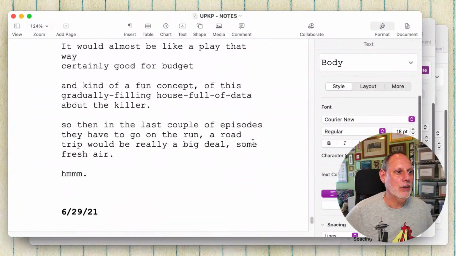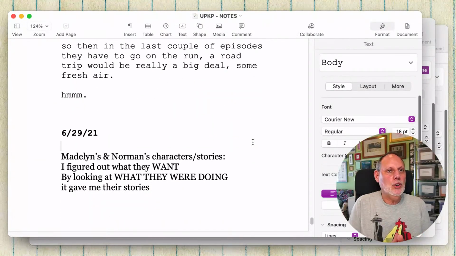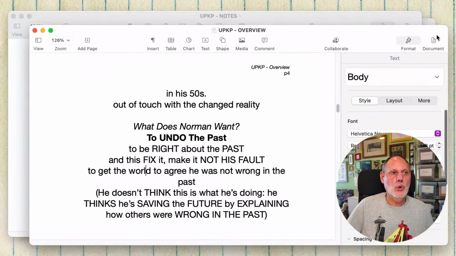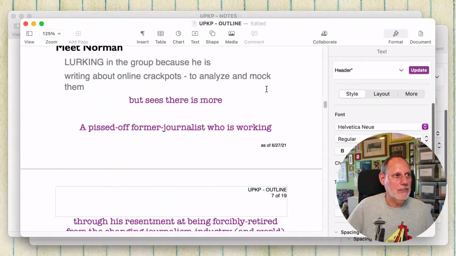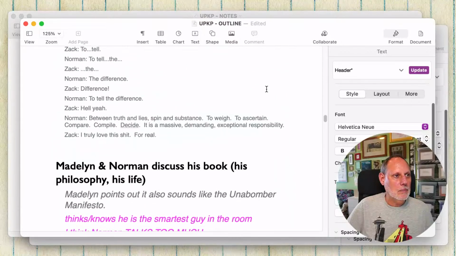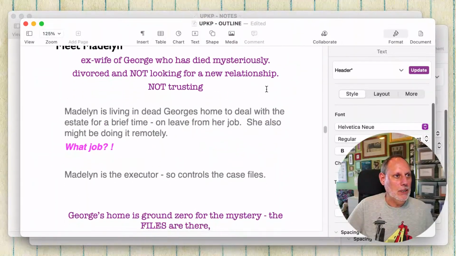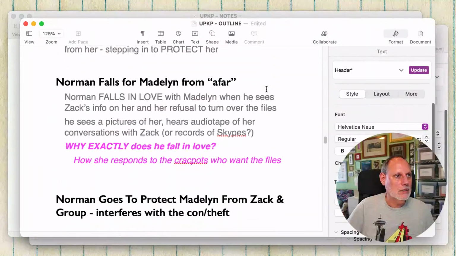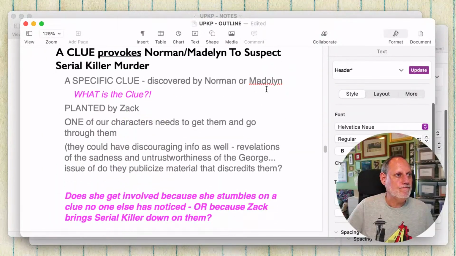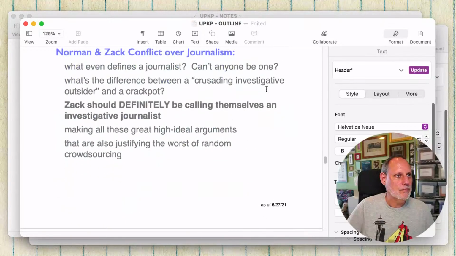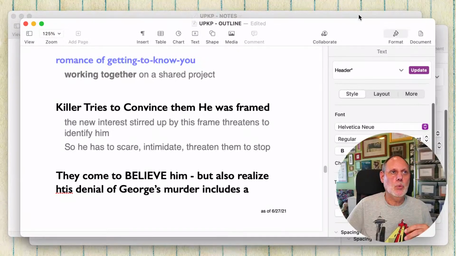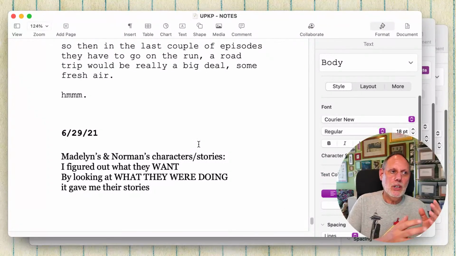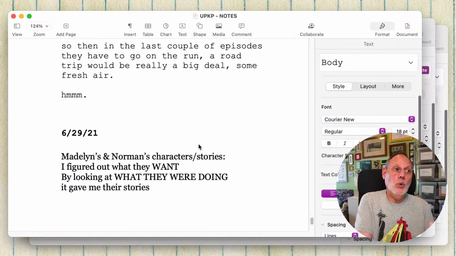What did I do here? Oh, yeah, Madeline and Norman. The other cool thing about Madeline and Norman, this is in the outline, and I moved it down here, I believe. Madeline and Norman. Meet Madeline. Well, the thing I wanted to get to, I don't seem to have the words for it here, but what I wanted to talk about is figuring out what they want. Oh, I know what it was.